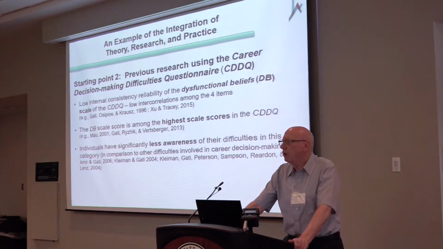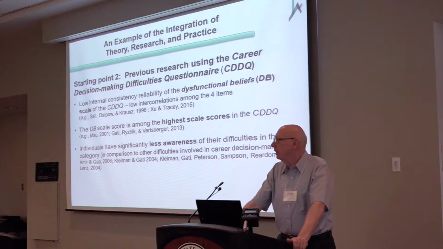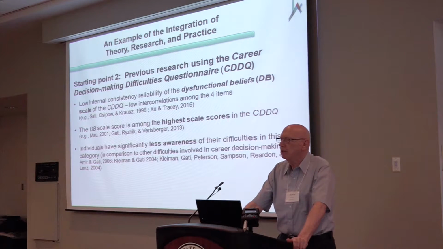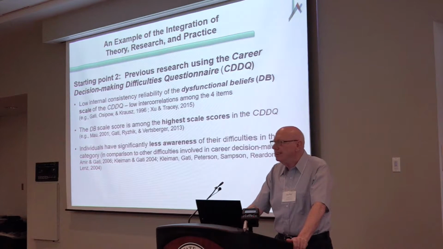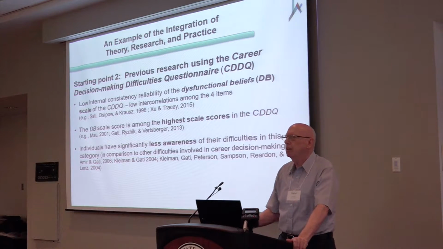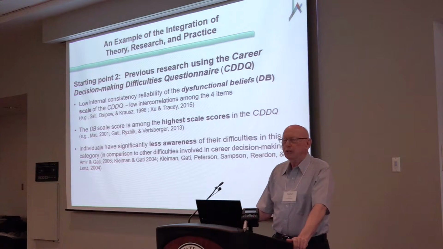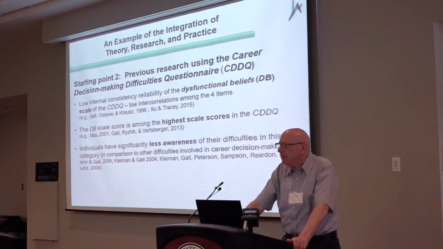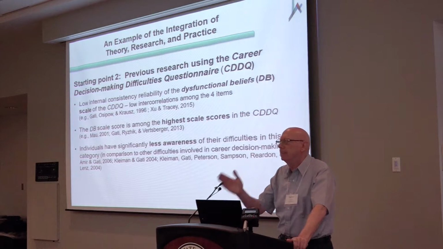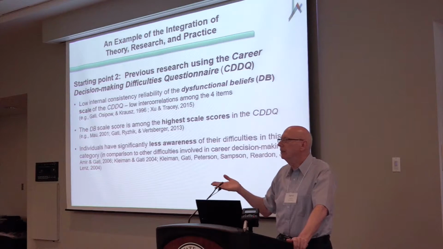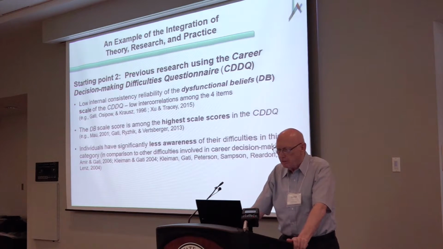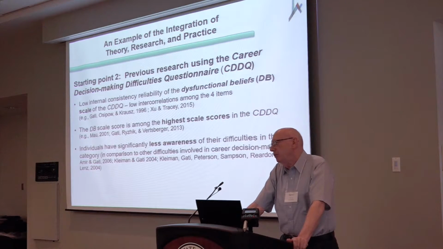The second starting point was our own research related to the Career Decision-Making Difficulties Questionnaire, when we were frustrated that consistently the internal consistency reliability of the dysfunctional belief scale, one of the 10 scales of the CDDQ, was consistently low in our research and in other people's research. It was consistent. So there was something which bothered us. On the other hand, the dysfunctional belief scale score was among the highest of the 10 scale scores. So it represents that many people really have dysfunctional beliefs. And finally, we found, and it is trivial, that people are unaware that they have dysfunctional beliefs.